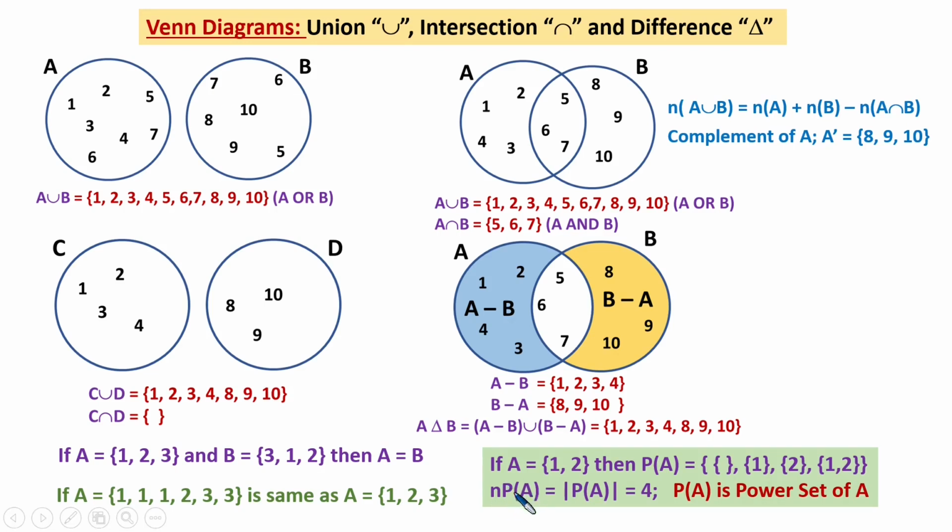So the number of elements in the power set of A I write like this, n of P of A, or I can write modulus of P(A). So there are 4 elements 1, 2, 3 and 4. So I can write modulus of the power set of A is equal to 4, or the number of elements of the power set of A equal to 4. So let us start with elementary set theory.